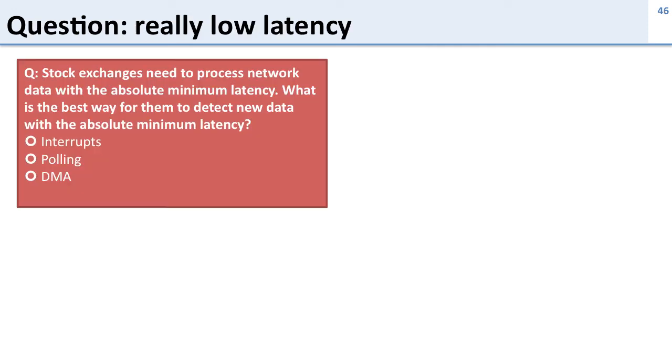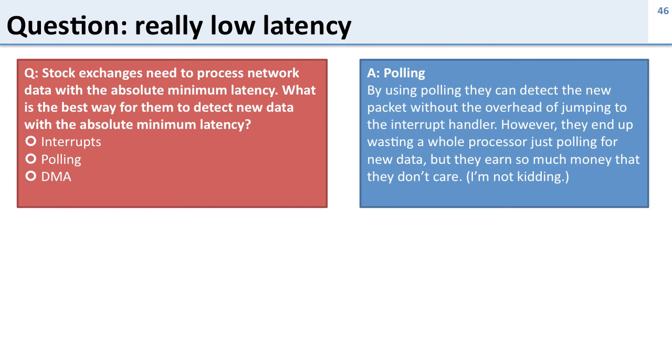So question, how do you get really low latency? This comes up in stock exchanges, where they need to process network data, that is stock transactions, with the absolute minimum latency. So what is the best way for them to detect new data with the absolute minimum latency? Well, the answer here is polling. So if they use polling, they can detect the new packet really fast. They don't have the overhead of jumping into the interrupt handler and the operating system and returning.